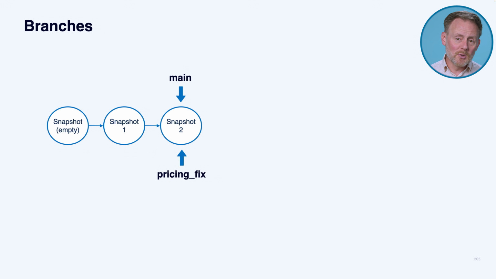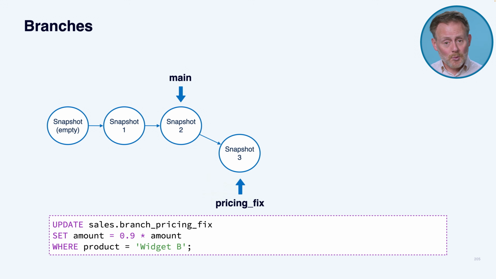Once finance approves of your refund calculations, you update all of the widget B sales on your branch with the revised amount. This creates a new snapshot, right? I mean, you've written stuff, you've done some updates, so we get a new snapshot. We're going to call it snapshot 3 for simplicity. Now, real snapshot IDs are big, long, random-looking numbers. I'm using 1, 2, and 3 because we like them to fit on the slides. You just need to know that they're not necessarily sequential in real life.